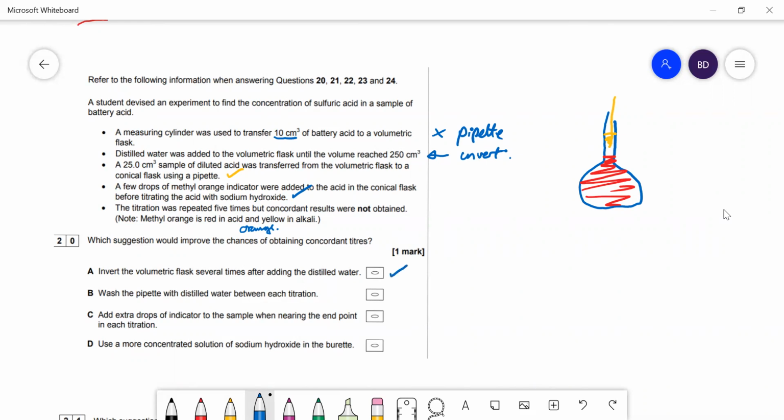Invert the volumetric flask. That's the one, because the first lot of stuff he gets out here is mostly water, and the next one's going to be really concentrated. That's why it's different every time.